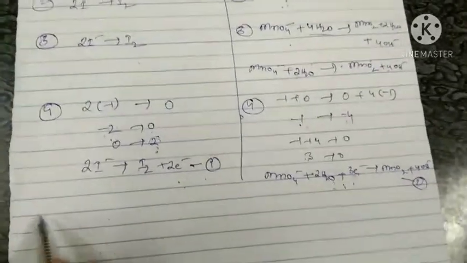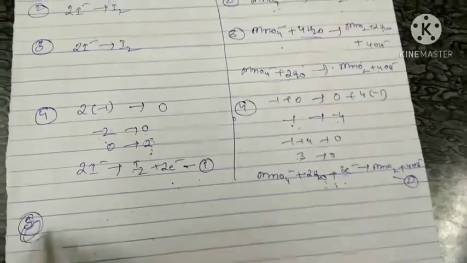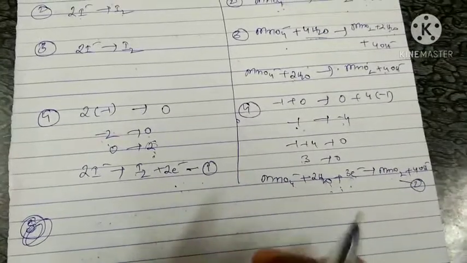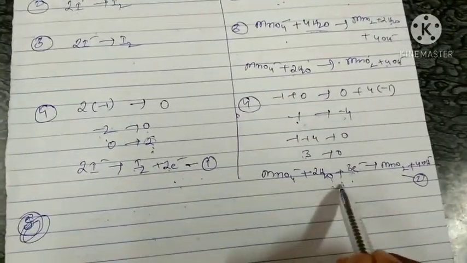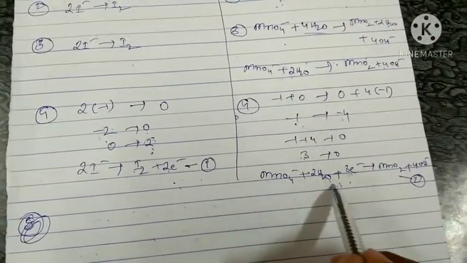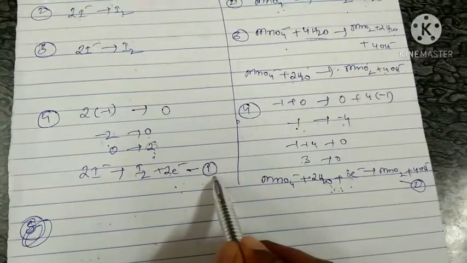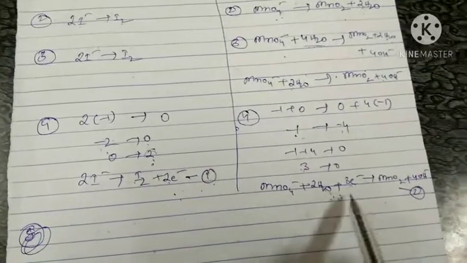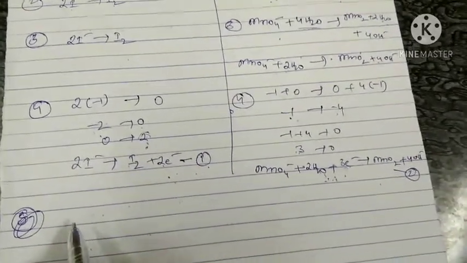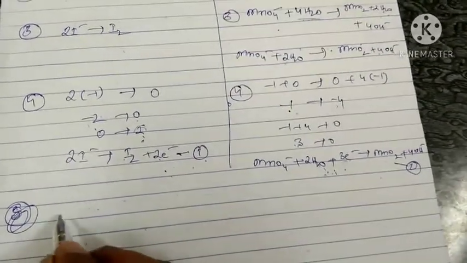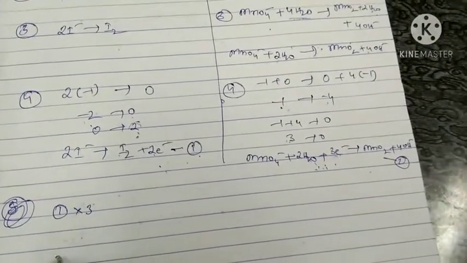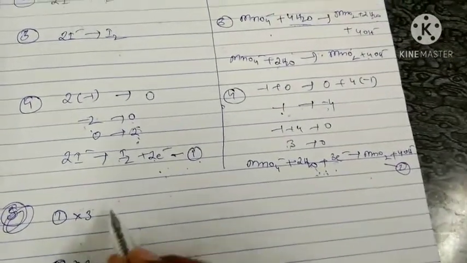Now, what is the fifth step? Balancing electrons. What do we have to do? To balance the electrons, the equations should be multiplied by certain integers. Here 2 electrons, here 3 electrons. How to balance 2 electrons and 3 electrons? If this equation is multiplied by 3 and this equation is multiplied by 2, then we get 6 electrons, 6 electrons. So what is the operation here? Equation 1 should be multiplied by 3 and equation 2 should be multiplied by 2.